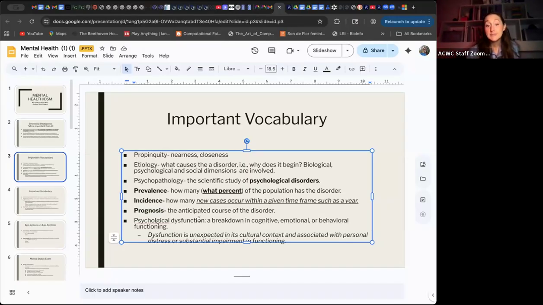Obviously, the psychological dysfunction, this dysfunction. So something's not working, something's not going as we want it to go. This would be a breakdown in the cognitive, emotional, and behavioral functioning.